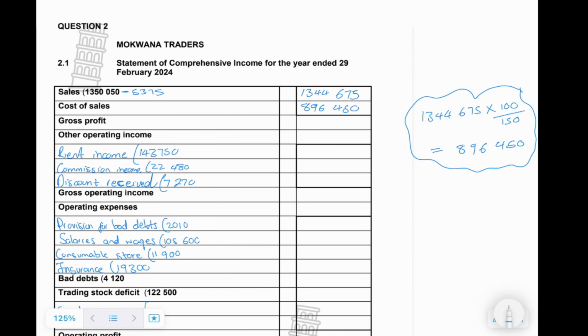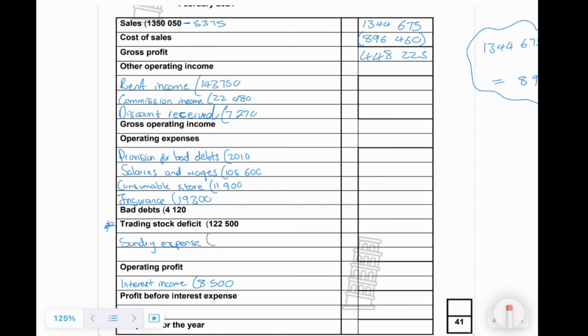Okay, so what I don't want you to forget is that our gross profit has to be calculated. And how you calculate your gross profit is the sale minus cost of sale. So now your cost of sale must be in brackets to show that you are subtracting it. So you're going to say your sale amount minus your cost of sale, which will give you 448,225.